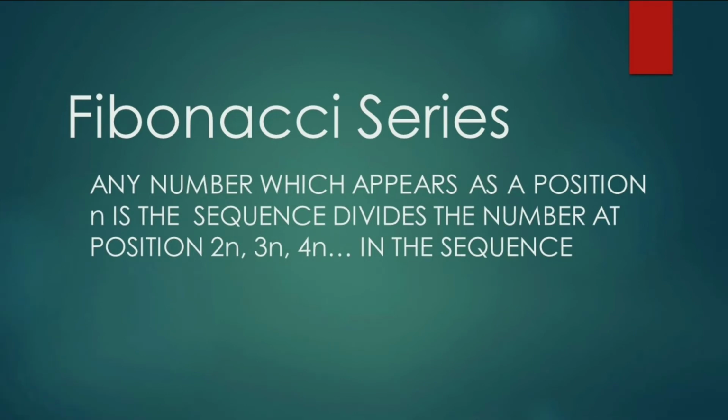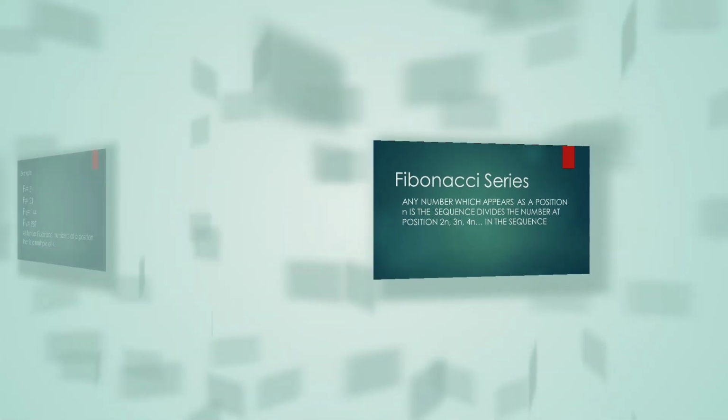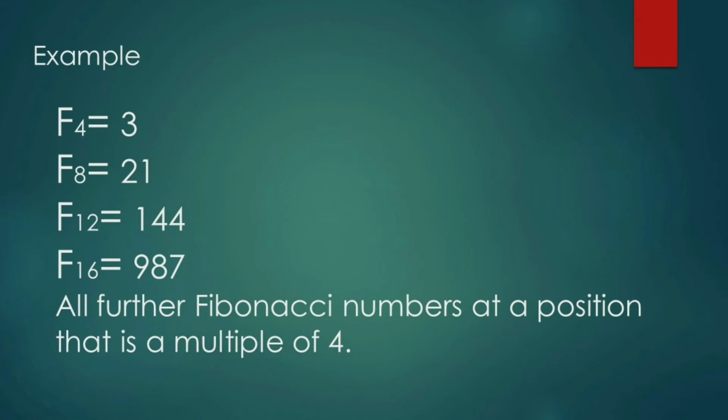In the Fibonacci series, any number which appears at a position n in the sequence divides the number at position 2n, 3n, 4n, and so on in the sequence. For example, the fourth Fibonacci number, 3, divides the 8th, which is 21, the 12th, 144, and the 16th, 987, and all further Fibonacci numbers at a position that is a multiple of 4.